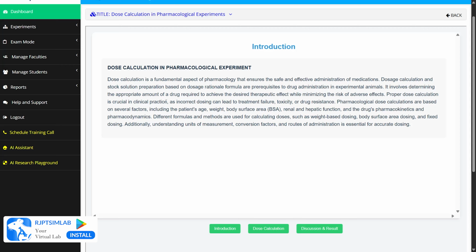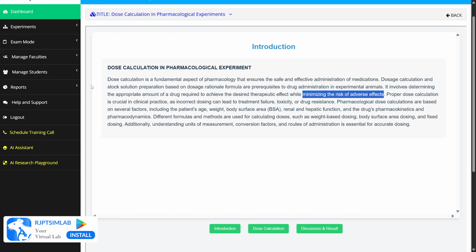It involves determining the appropriate amount of drug required to achieve the desired therapeutic effect while minimizing the risk of adverse effects, which means the calculation of accurate dose will lead us to achieve the desired therapeutic effect of the drug, and it will also minimize the risk of adverse effects of the drug.